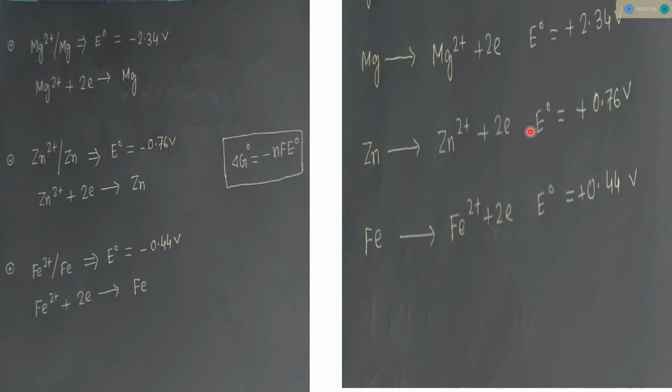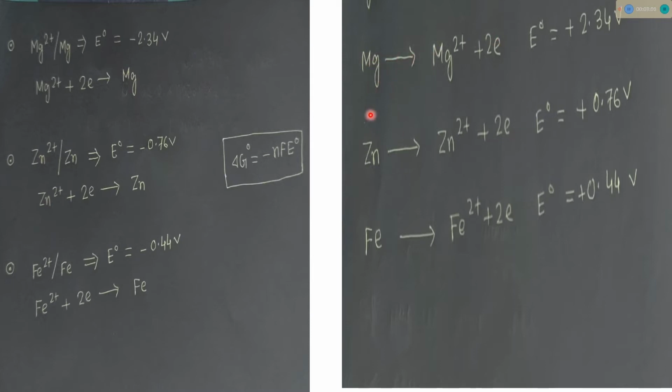So if we couple magnesium and zinc, then magnesium is oxidized to magnesium 2 plus. In these two systems, del G0 is negative in both cases, which means both oxidations are thermodynamically favorable. But since del G0 is more negative for magnesium, it is more favorable. This oxidation reaction is more favorable than the Zn one.